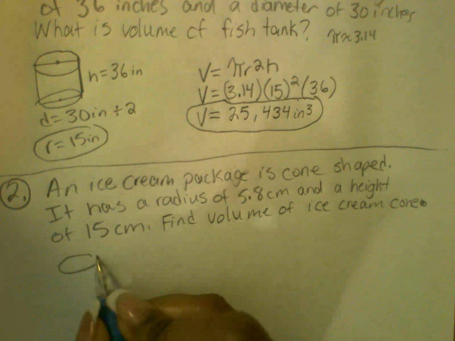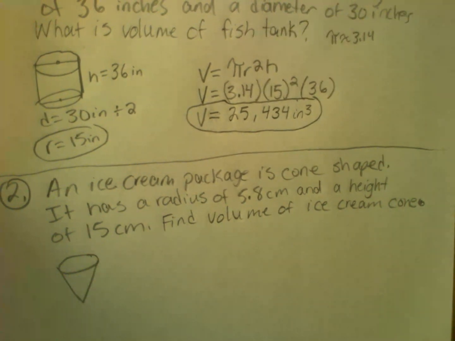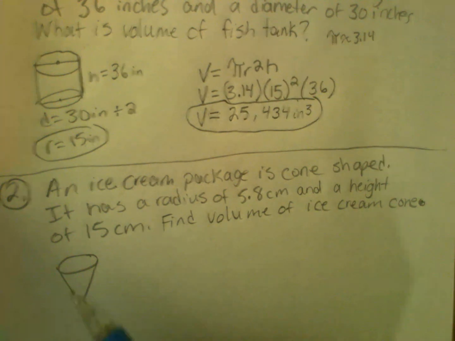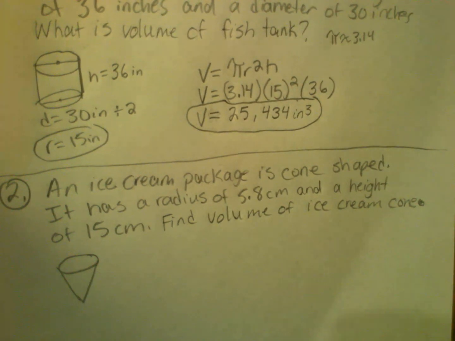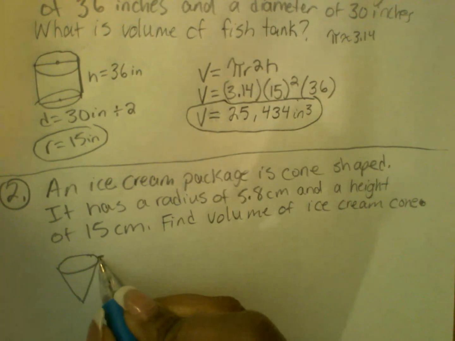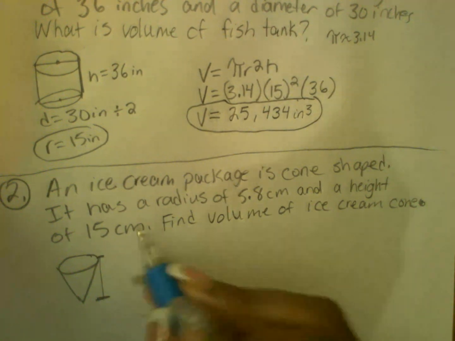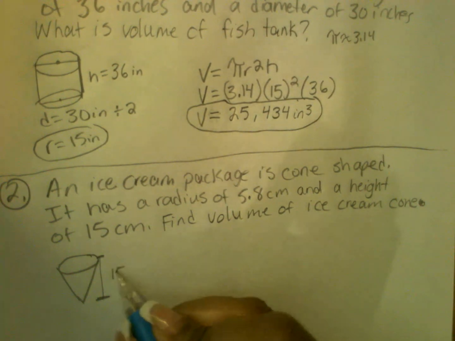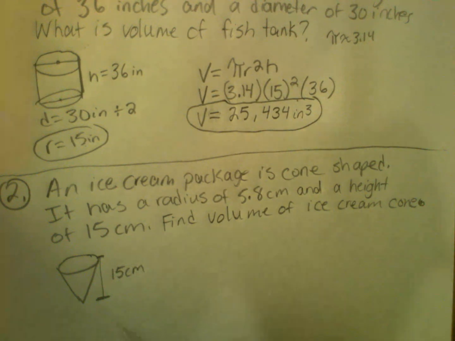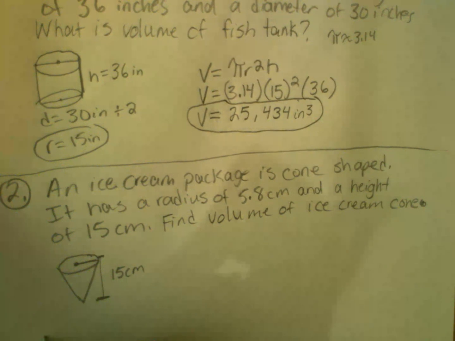Remember, a cone shape looks like this. Okay, it's standing upside down because you know it has to stand on its base, but I'm going to put it this way because it's the way you're used to seeing a cone. You're used to seeing an ice cream cone in this direction. It's saying the height, so from the top to the bottom, the height is 15. So this is 15 centimeters. And it tells you that the radius, that's halfway through the circle, the radius is equal to 5.8, okay, centimeters.